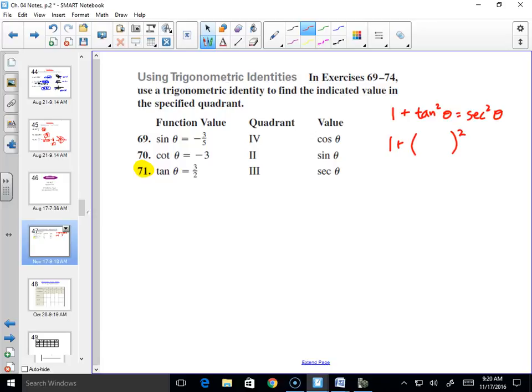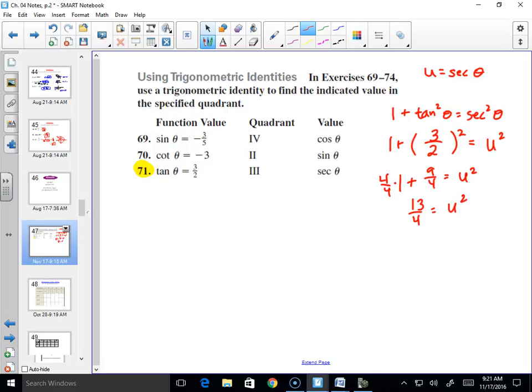If we want, we could make secant, like let u equal secant, just to get the secant out of there. I want the unknown, I want the variable. What can I plug in for tangent? 3 fourths. So I have 1 plus 9 fourths equals u squared. Don't we need a common denominator? We end up with 13 fourths equals u squared.